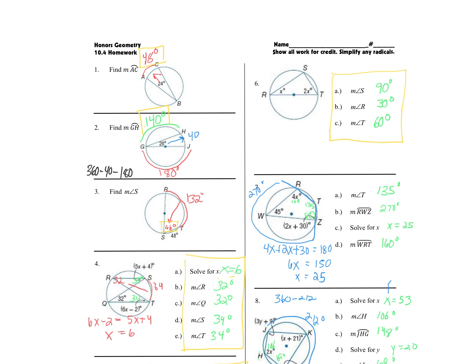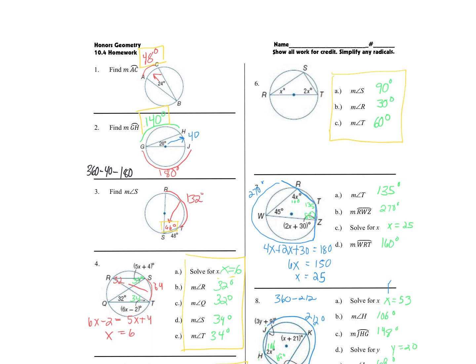In number 2, we are asked to find the measure of arc GH. So a couple of things that we know here. If this is 20, follow it out, this is 40. This is a semicircle, so this is 180. We know that all the way around is 360, so if we subtract out that 40 and that 180, that will give us 140 degrees.